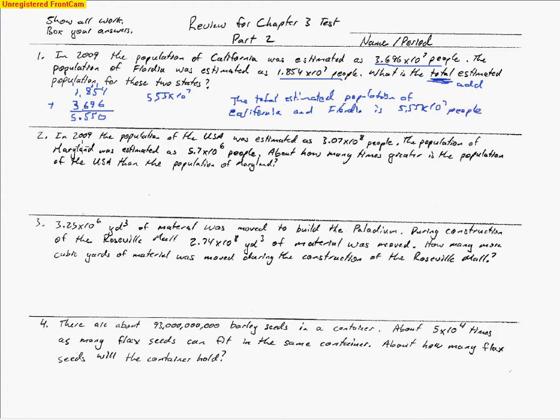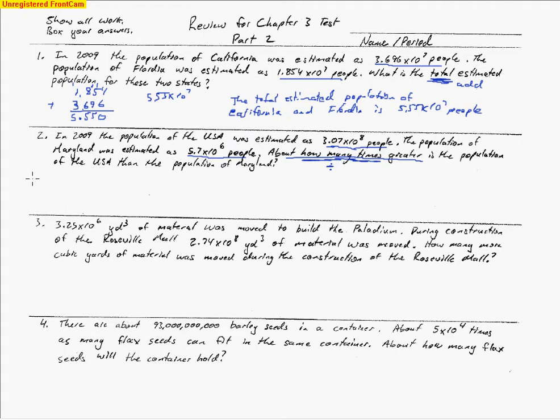It talks about in 2009, the population of the USA was this many people right here. So this is a part. Then it says the population of Maryland is estimated to be this many people. About how many times greater is the population of the USA than Maryland? This is the key phrase that tells us what to do here. How many times? I don't know the number of times, so that tells me I need to divide to find out how many times.